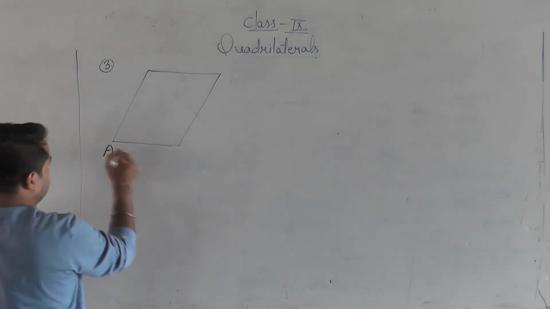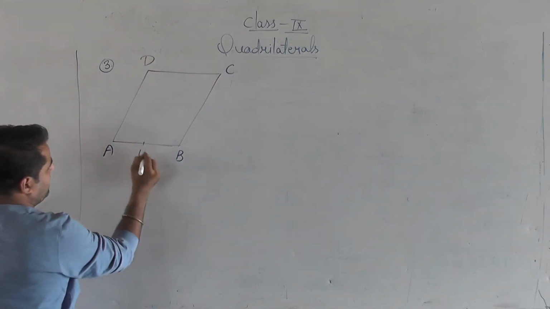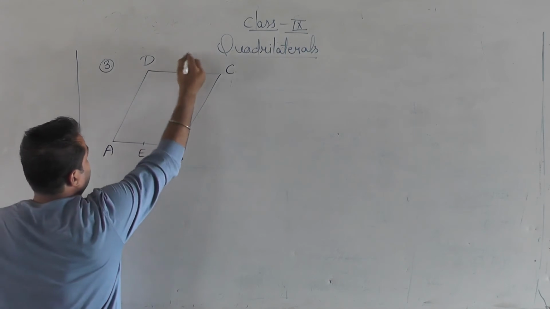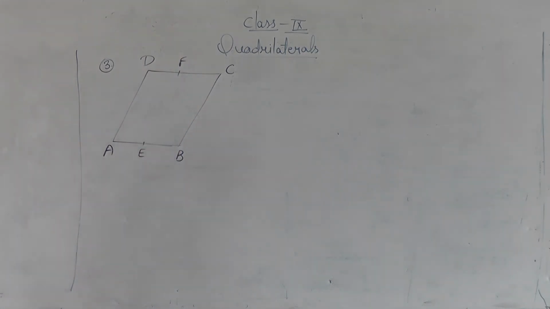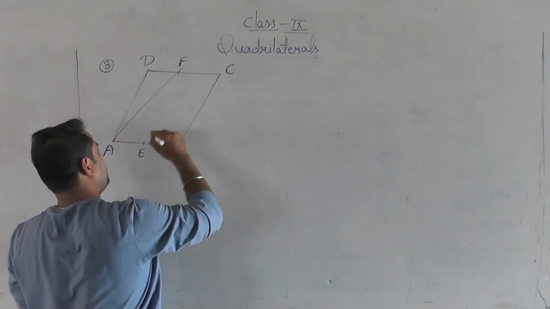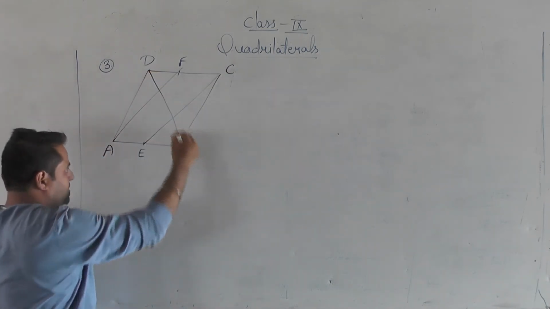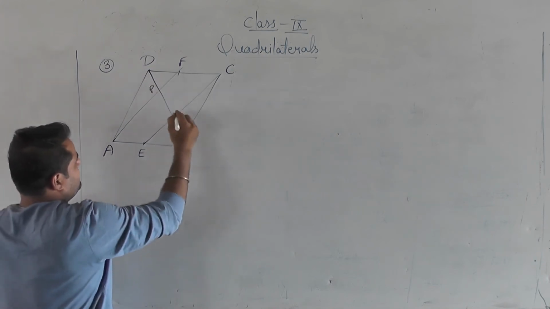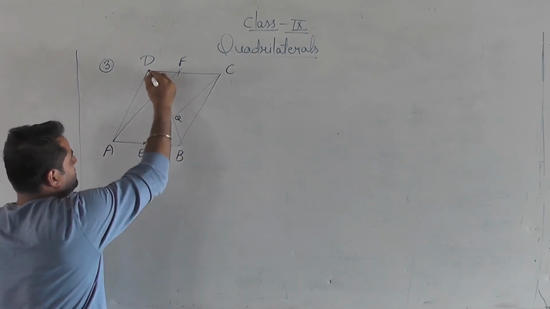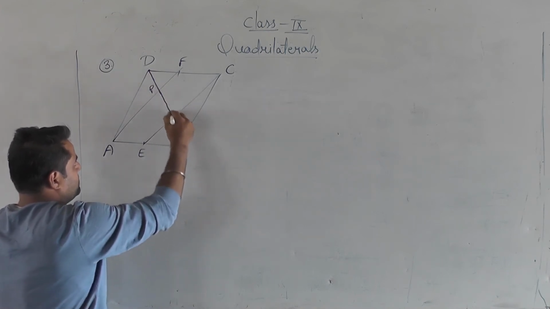So ABCD is our parallelogram, and E and F are like this, the midpoints of AB and CD. Now we need to join AF and CE. So I am joining AF and CE like this, and there is a diagonal BD also, which intersects these two joining lines.